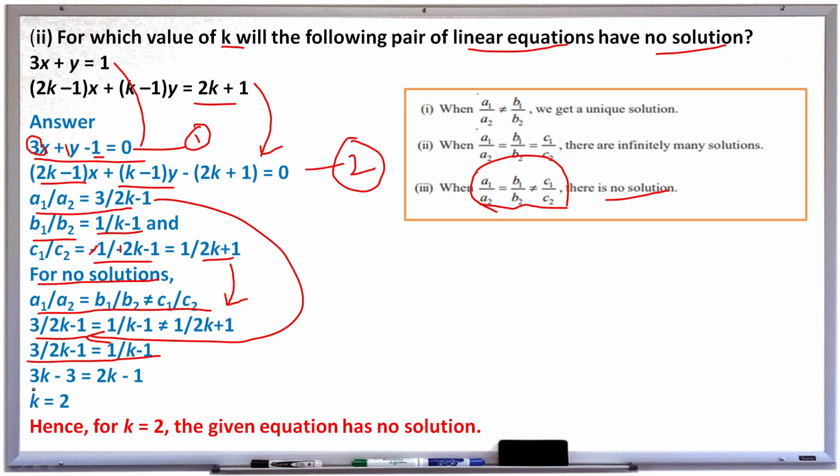So what value will satisfy this? So 3k minus 3 is equal to 2k minus 1. So the k value should be 2. If you put the value of k as 2, the given equation has no solution.